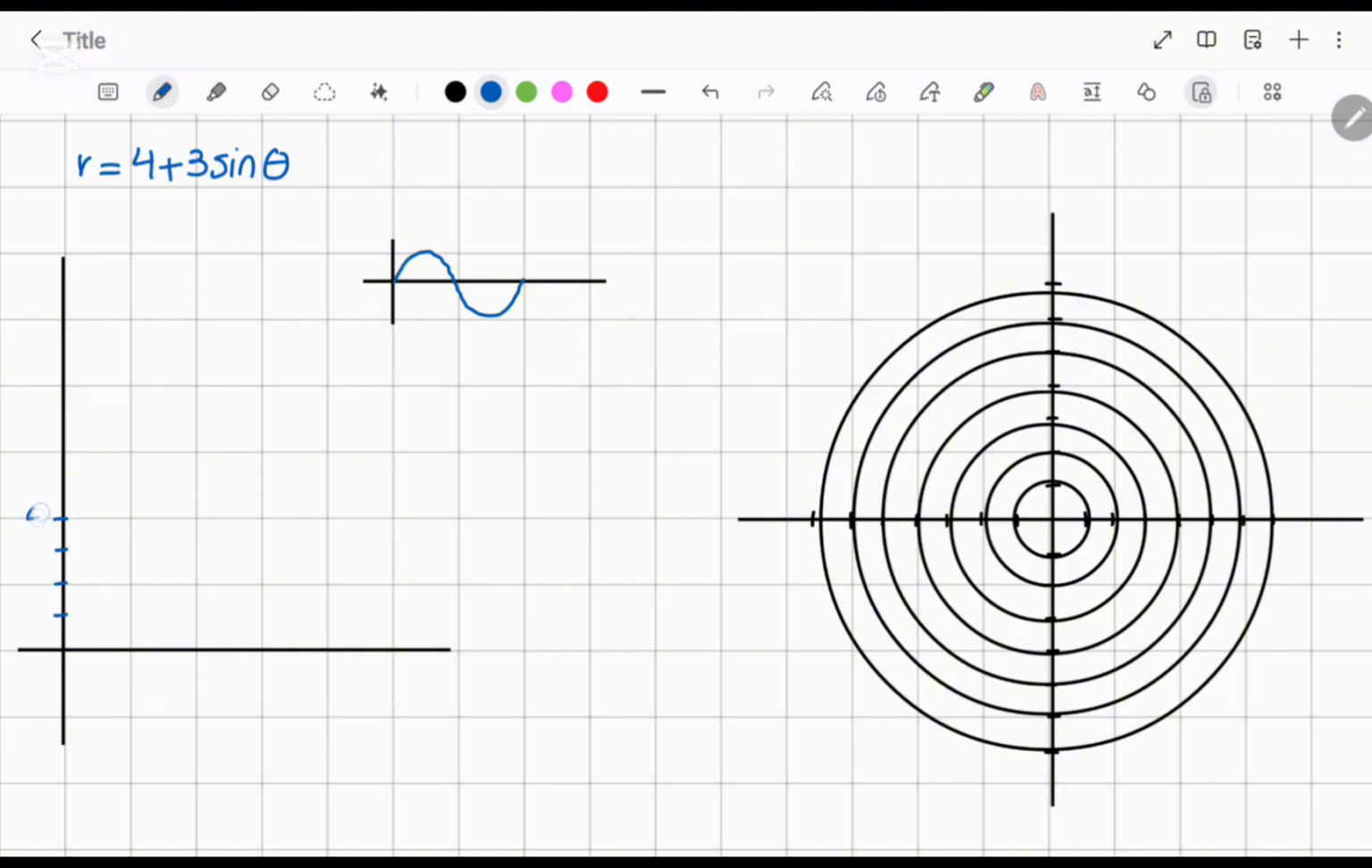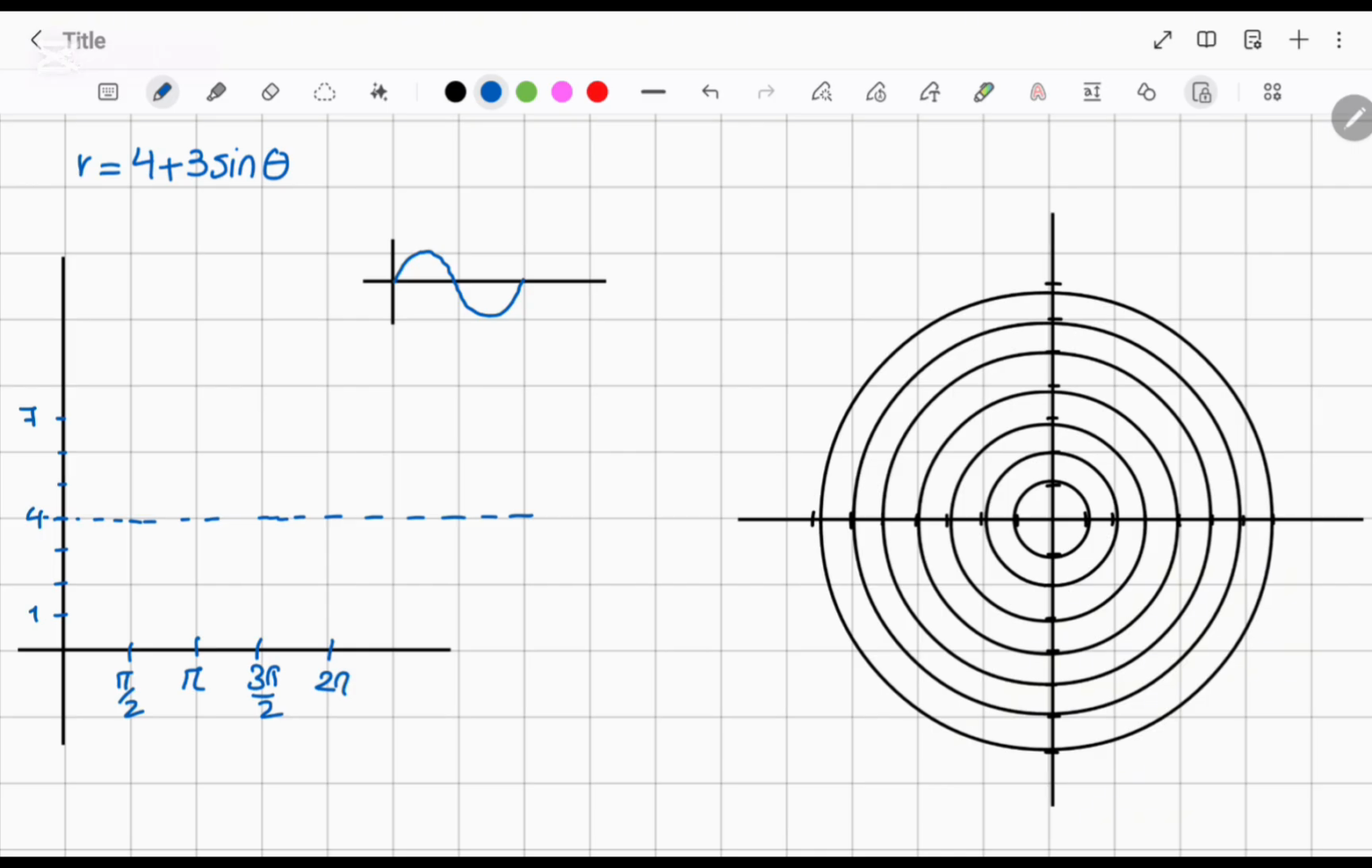I'm going to have 4 over here. So it's going to be 4, 5, 6, and 7. And 1, 2, 3. Okay, 1. So the graph is going to be at these points. So I'm going to have pi over 2, pi, 3 pi over 2, and 2 pi.